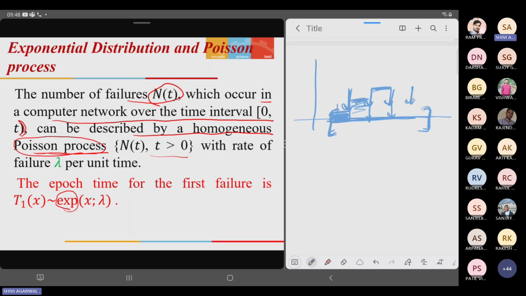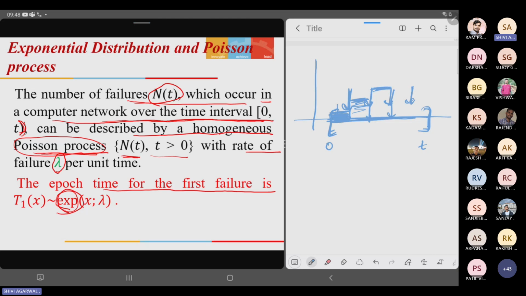So we are saying the number of failures which occur in a computer network in the time interval 0 to t can be described as a Poisson process, and N(t), the number of events occurred, follows the Poisson distribution with failure rate lambda per unit of time. So the epoch time for the first failure follows the exponential distribution.